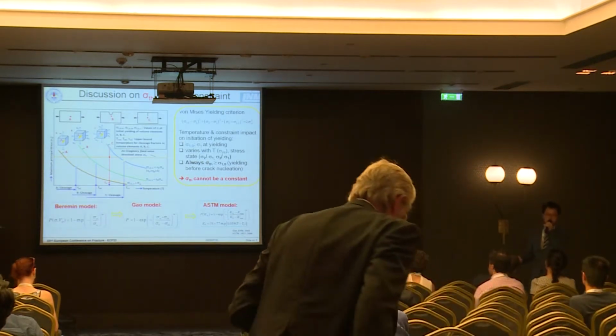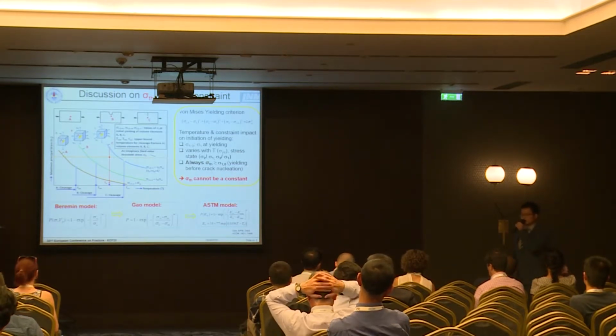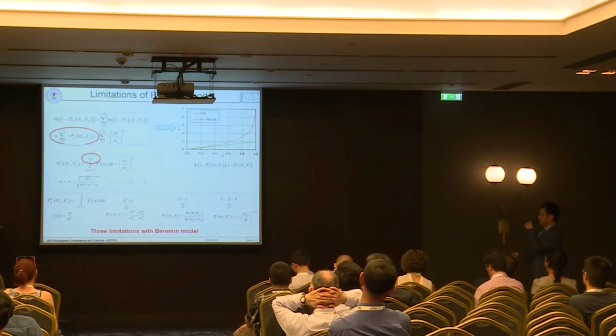It should be changed with temperature. Also should be changed with the stress reactivity. That is the constraint of the practice. So then, we know that there are some problems with the Brownian model, so we go back to the Brownian model again to try to see what's wrong.